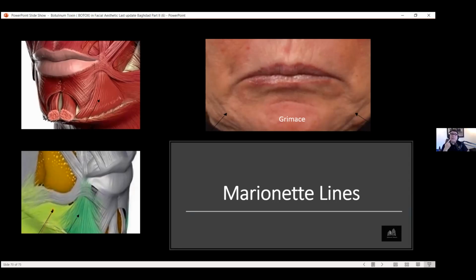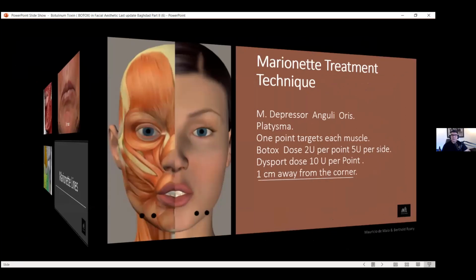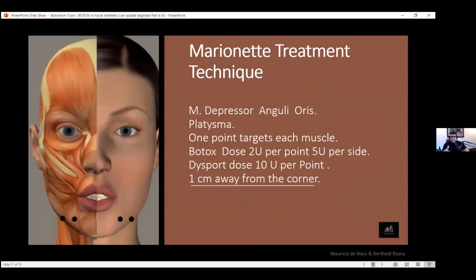The older female has bands or longitudinal bands or submental collection of fat, and when she tries to flatten the area, she is going to notice these marionette lines. The treatment is very easy because it's the triangular base of the depressor anguli oris muscle. Usually we have to inject 2 points in this area, which we will also see in the slide. We are playing with what? With the muscle named the depressor anguli oris.